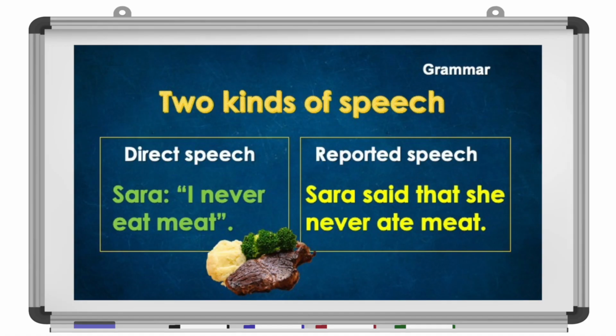If you take a look at the example I provided, "Sarah, I never eat meat." She said these words directly to someone. And then that someone wanted to report what she said. So he said, "Sarah said that she never ate meat." Can you see the difference between direct speech and reported speech?